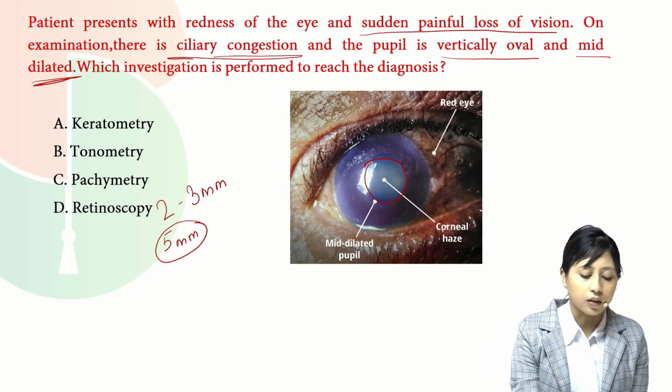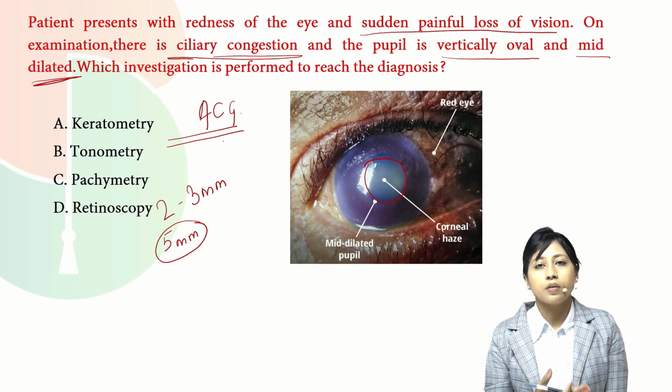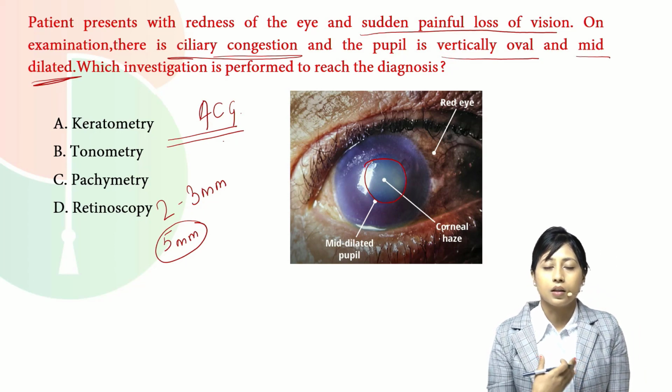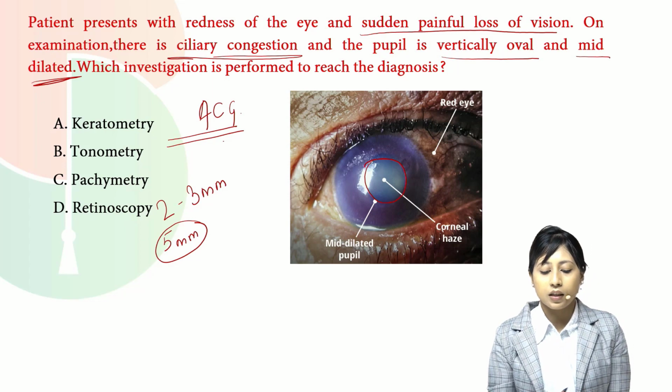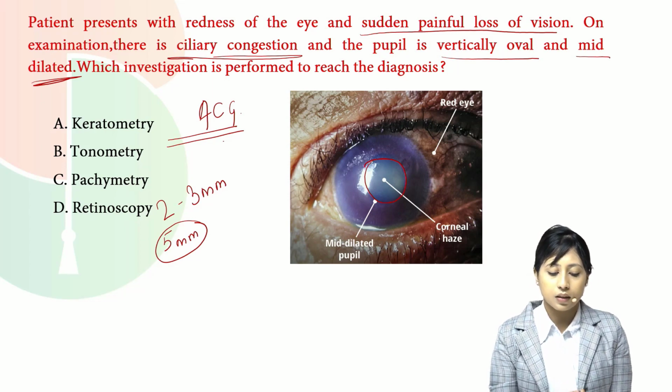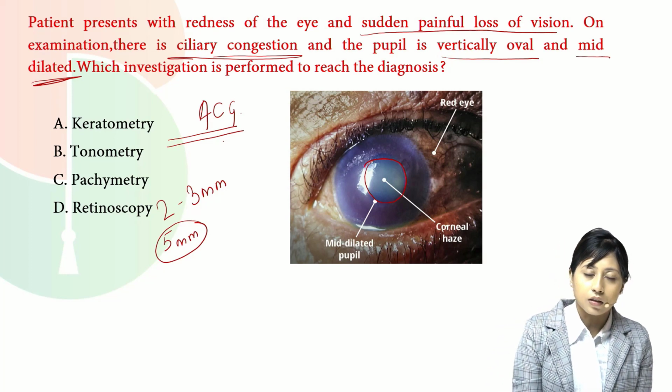This is angle closure glaucoma, right? Angle closure glaucoma is primary and secondary. Primary angle closure glaucoma can again be divided into total and partial. So how does the attack come? Why is there mid-dilatation of the pupil? It is due to the attack of angle closure. But let us understand this. So how does the attack come?